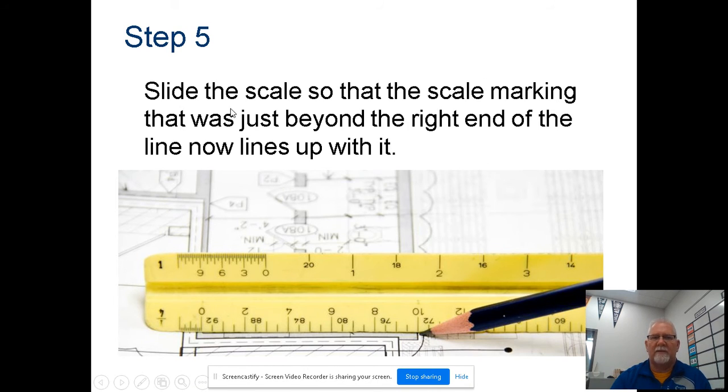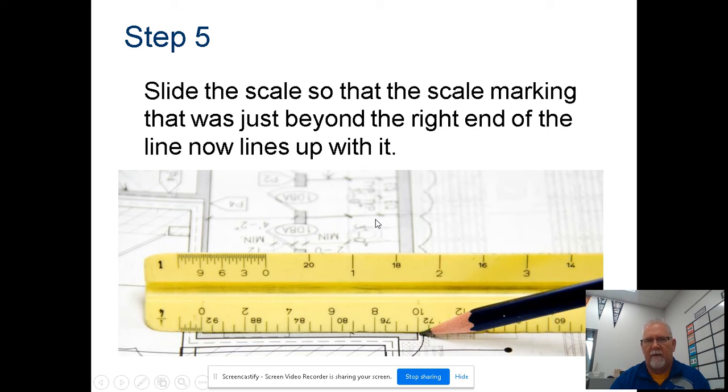Next one, we're going to slide the scale so that the scale marking that was just beyond the right end of this line now lines up with it. So remember that 10 we had right here? That was over here before. We slid that down. So we know we're 10 feet.